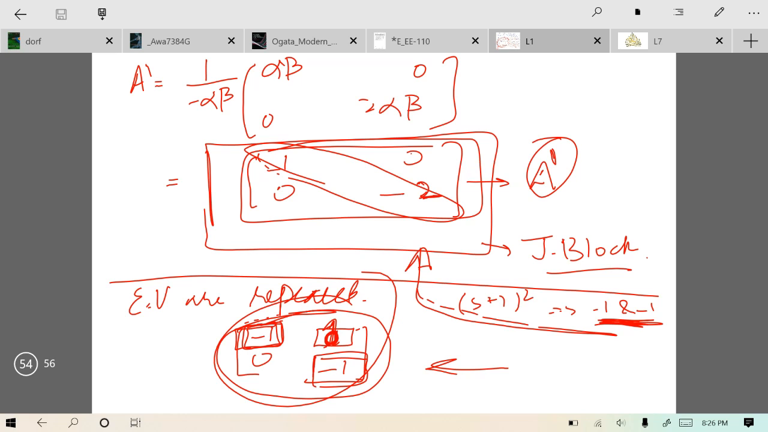However, if eigenvalues are repeated, then you have to see the nullity of the system, and then you will derive how many Jordan blocks there would be. So if nullity is 1, then there would be one Jordan block. If nullity is 2, then there would be two Jordan blocks. So I think we should conclude over here.